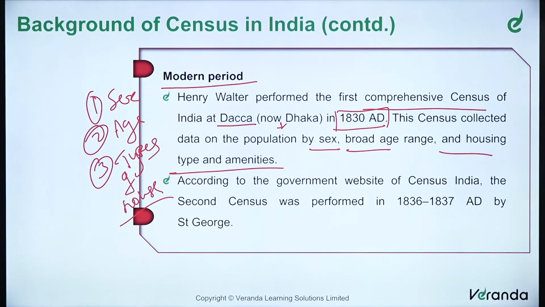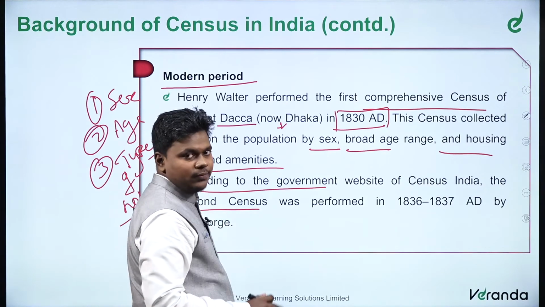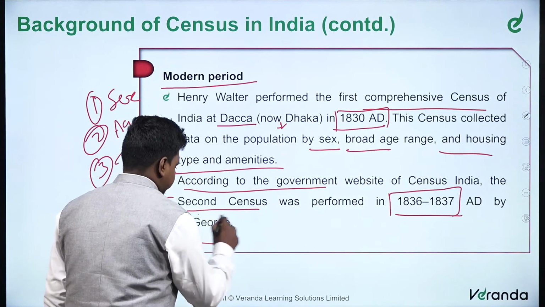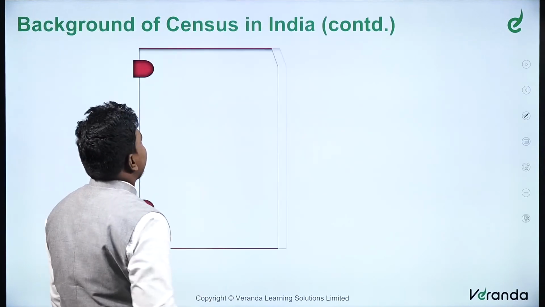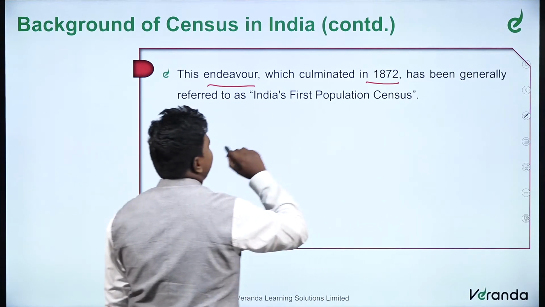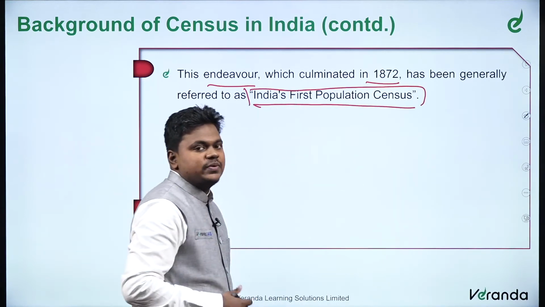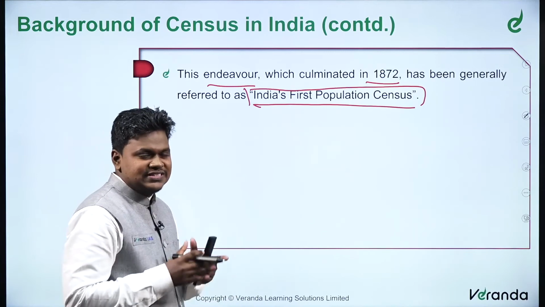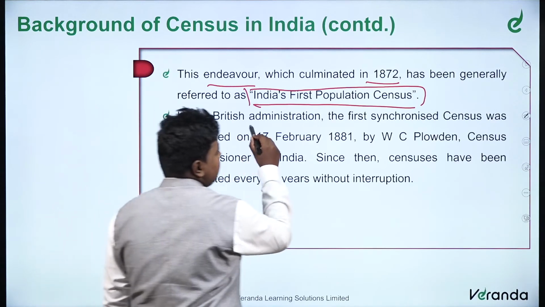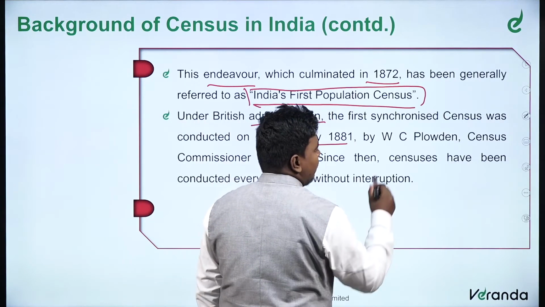And basic amenities. According to the government website of Census India, the second census was performed in the year 1836 to 1837 AD by St. George. Further, this endeavor, which culminated in 1872, has been generally referred to as India's first population census. So even though a census had been performed before, the first proper census was performed in the year 1872.